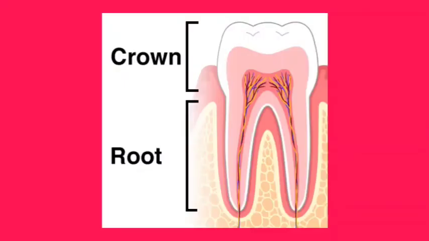The human tooth has two parts, the crown and the root. See this picture, children, and compare that to your own teeth. So there are two main parts. The first part is called the crown and the downside part is called the root.